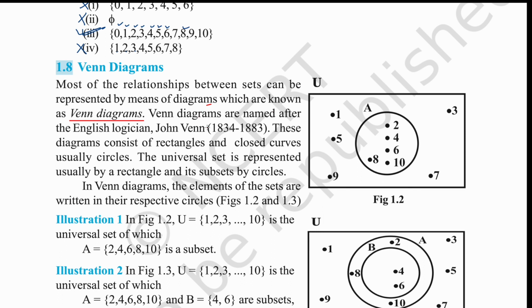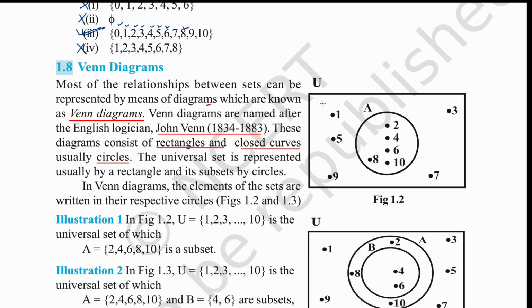Venn diagrams are named after the English logician John Venn. John Venn was an English logician, and he basically gave us the idea of representing sets through this series of diagrams we call Venn diagrams. Now, what exactly is there in a Venn diagram? These diagrams consist of rectangles and closed curves, and these closed curves are usually circles.